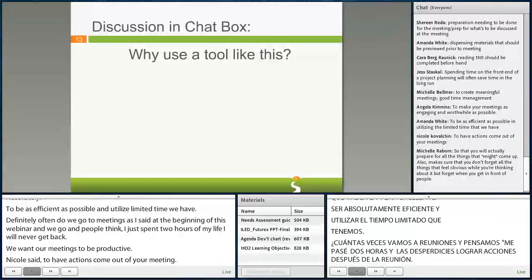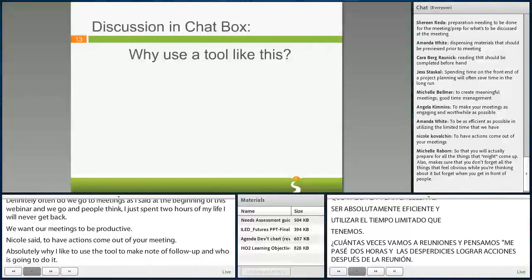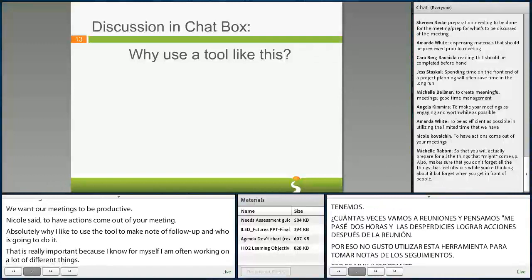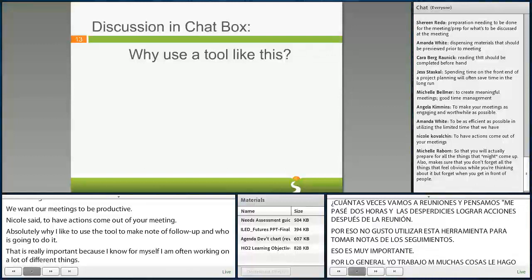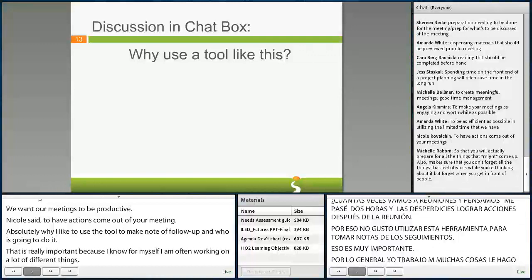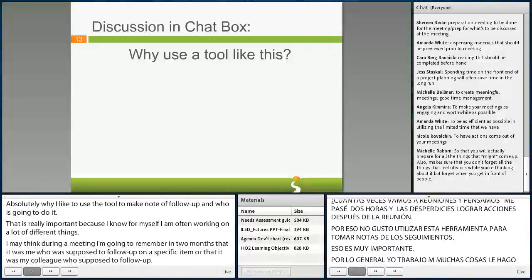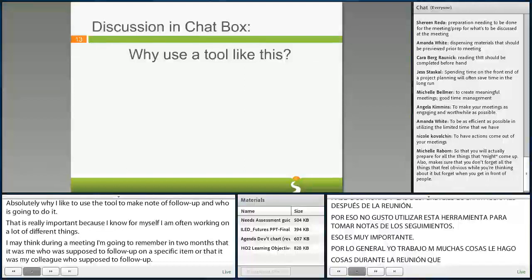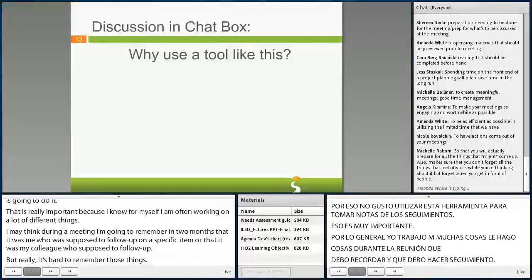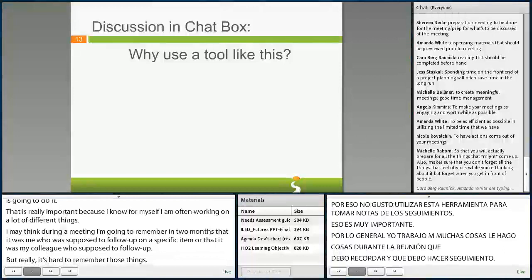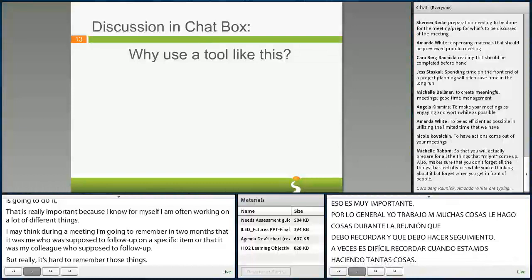That's really important because I know for myself I'm often working on lots of different things all at once, and I may think during a meeting that I'm going to remember in 2 months that it was me who was supposed to follow up on a specific item, or that it was my colleague that was supposed to follow up, but really it's hard to remember those things when we're doing so much. And Michelle wrote, so that you will actually prepare for all the things that might come up. Also make sure that you don't forget all the things that feel obvious while you're thinking about it, but forget when you get in front of people. I think that's a great answer, Michelle.